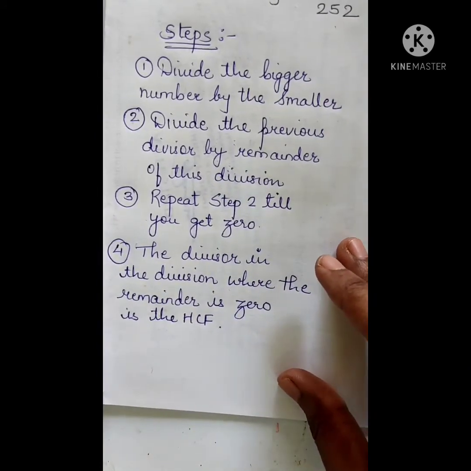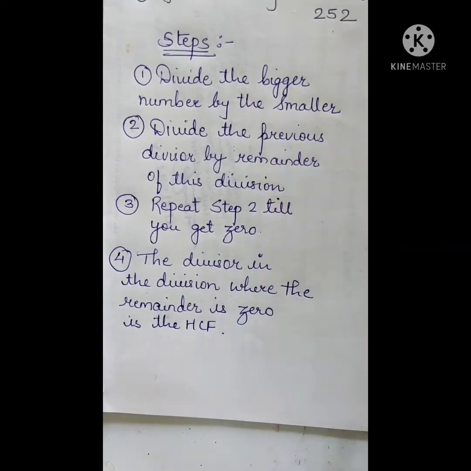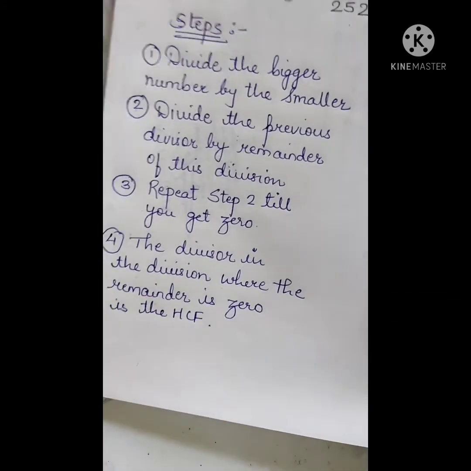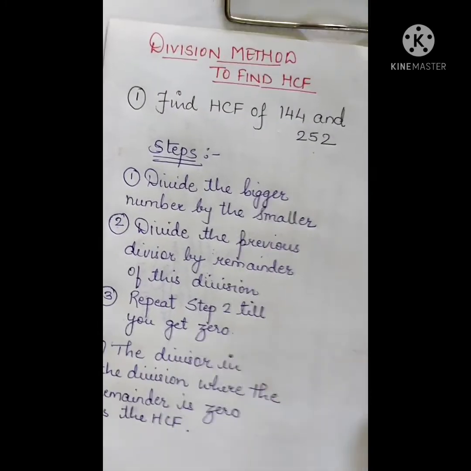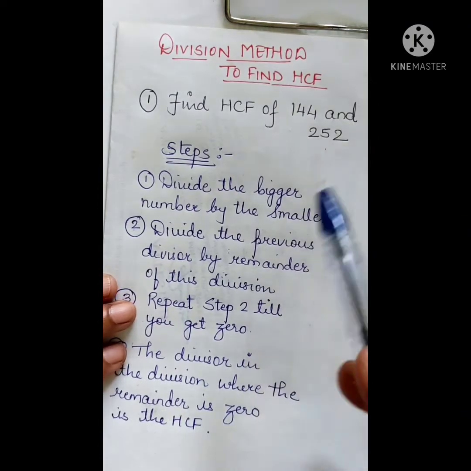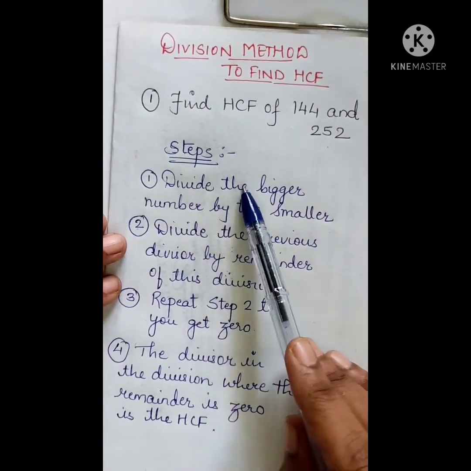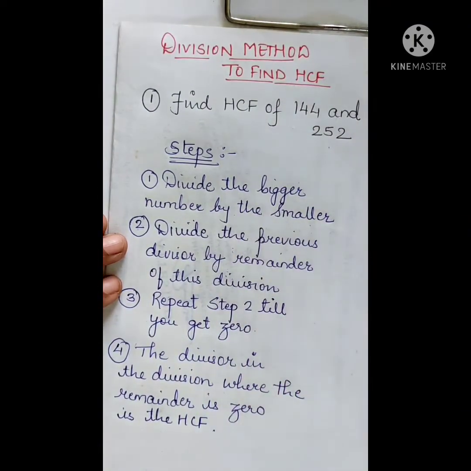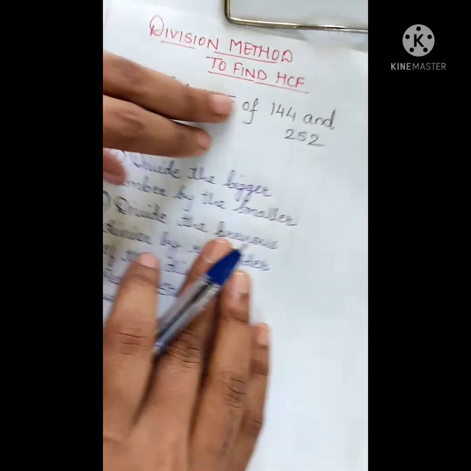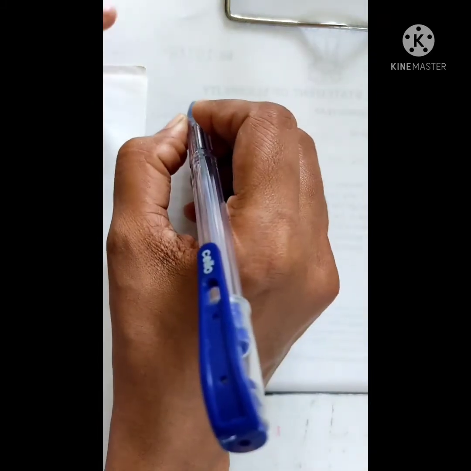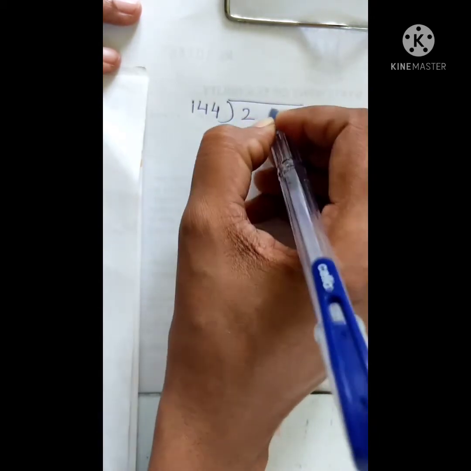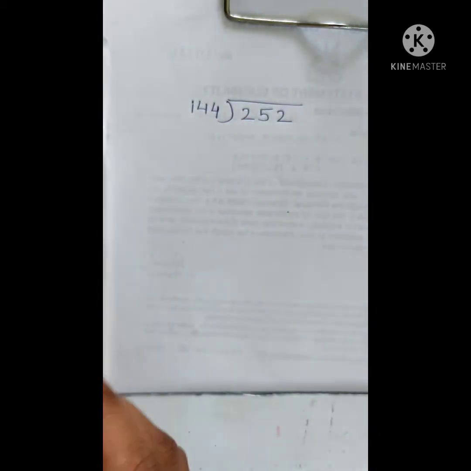Now how are we going to follow the steps? What are we going to do? That we will see with the help of the questions that we have. For an example, we took the question 144 and 252. Okay, now what is our first step? Our first step tells us to divide the bigger number by the smaller number. Now the bigger number is 252 and the smaller is 144. So I will divide 252 by 144.